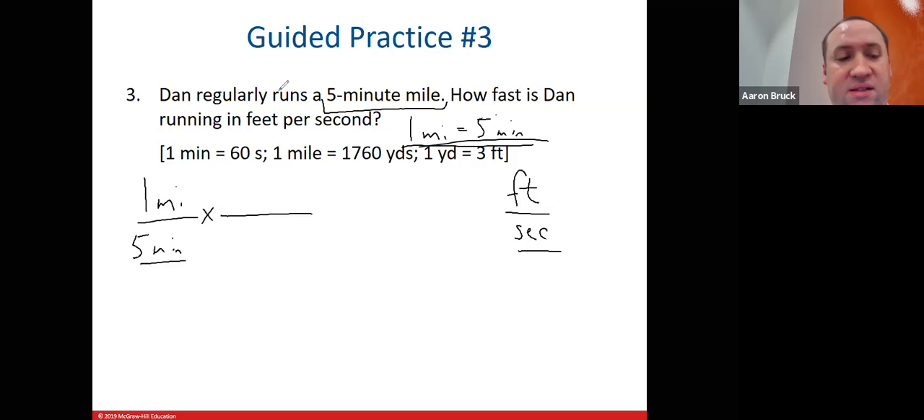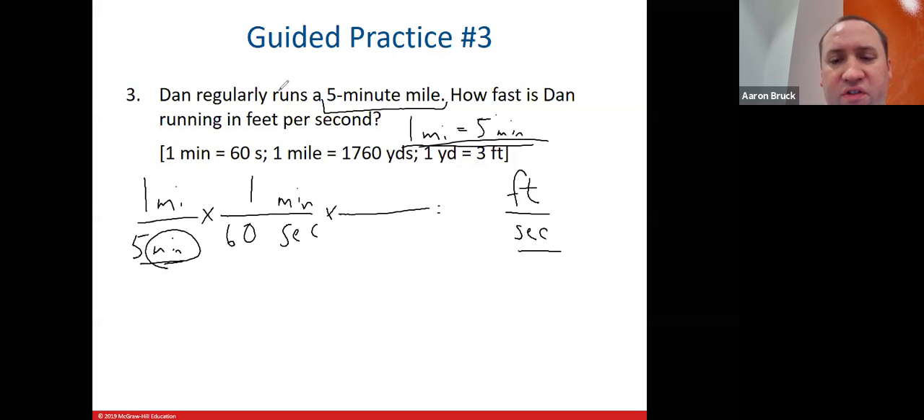Now, be advised, minutes is in the denominator this time, so I need the minutes to be in the numerator of my conversion factor so that it properly cancels. 1 minute is equal to 60 seconds.